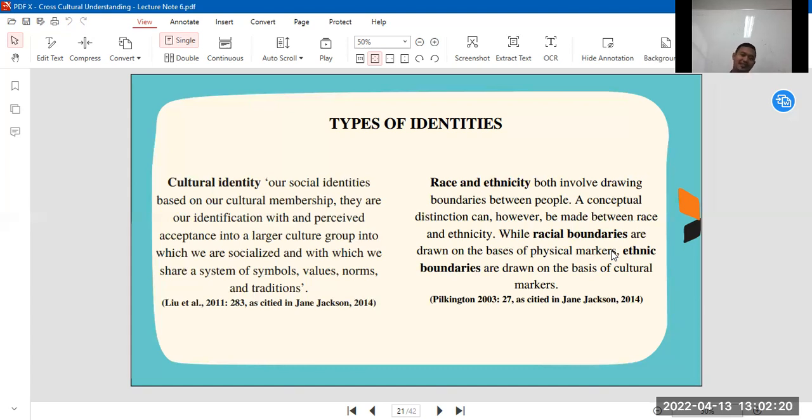Race and ethnic identities are other types of identities. Before we define what is meant by racial and ethnic identities, it is important to have an understanding of what is meant by race and ethnicity. Both race and ethnicity involve drawing boundaries between people. A conceptual distinction can, however, be made: while racial boundaries are drawn on the basis of physical markers, ethnic boundaries are drawn on the basis of cultural markers.